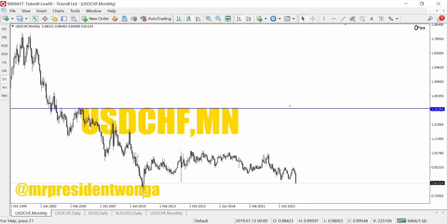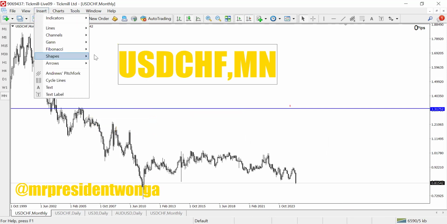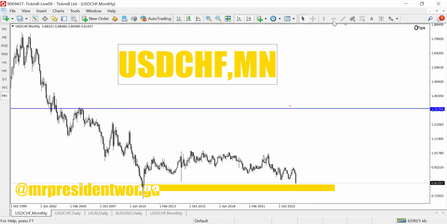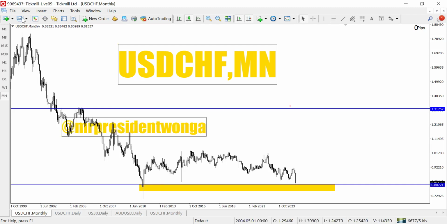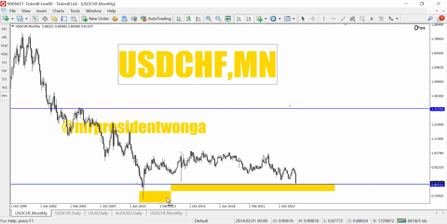Looking at this USD CHF, we can see that this currency pair is right at the demand of a monthly time frame. So this currency pair is right at the demand on the high monthly time frame. And if you zoom in, you can see right there, this is the hammer. Where is the hammer? It's right there in the monthly time frame.